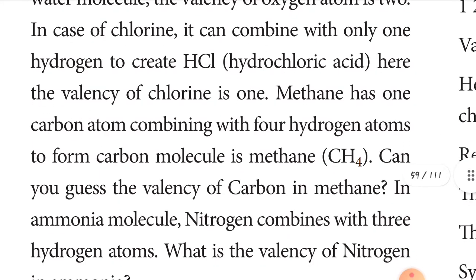Next one is methane. You know the molecular formula for methane, CH4. Here the valency of carbon is how much? 4, because the valency means the neighbor atoms. Neighbor means hydrogen atoms. So 4 atoms, so the valency of carbon is 4. And the valency of hydrogen is only 1, because the carbon atom is only 1. This is clear to you, children.